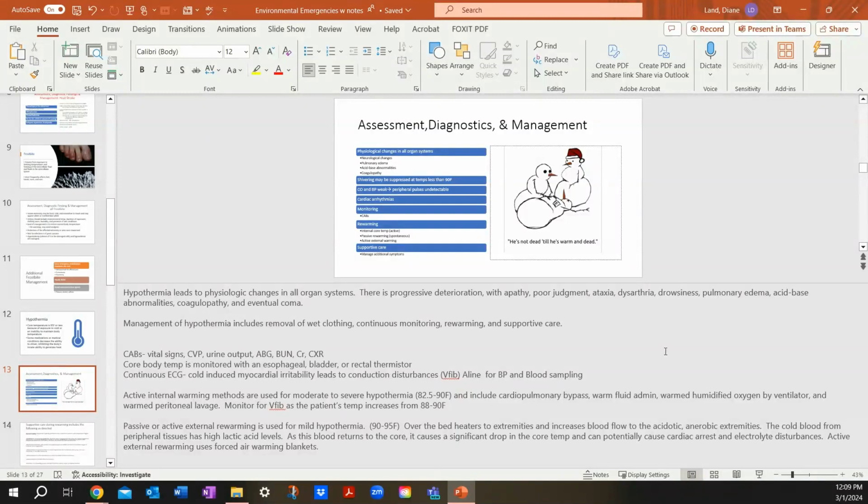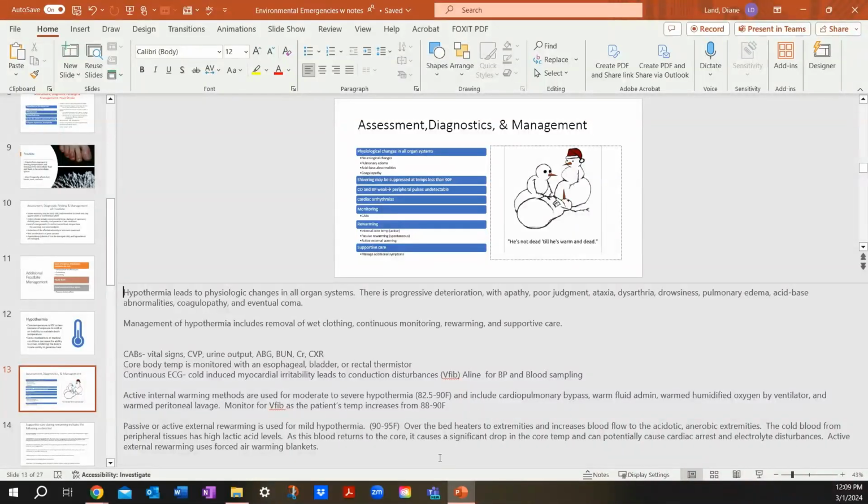Active internal rewarming methods are used for moderate to severe hypothermia, so 82.5 to 90 degrees Fahrenheit, and include cardiopulmonary bypass and warm fluids. The fluids are kept in a warming closet or cabinet. Also warmed humidified oxygen by the ventilator, and warmed peritoneal lavage. They can put an NG tube in and give warm fluids, warm water. Monitor for VFib as the patient's temp increases to 88 to 90.